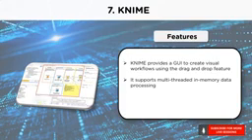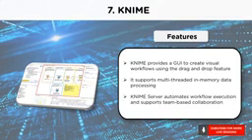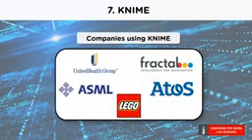KNIME allows users to visually create data flows, selectively execute some or all analysis steps, and later inspect the results, models, and interactive views. KNIME Server automates workflow execution and supports team-based collaboration. KNIME integrates various other open source projects such as machine learning algorithms from Weka, H2O, Keras, Spark, and the R project. KNIME allows analysis of 300 million customer addresses, 20 million cell images, and 10 million molecular structures. Some of the companies hiring for KNIME are United Health Group, ASML, Fractal Analytics, Atos, and Lego Group.